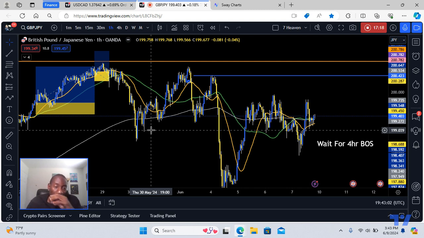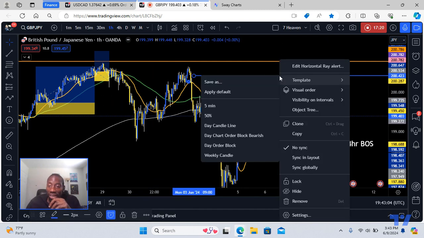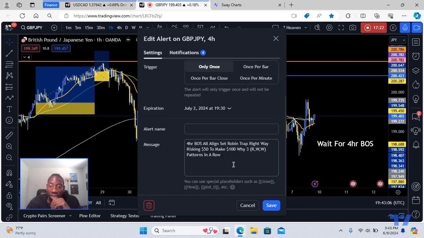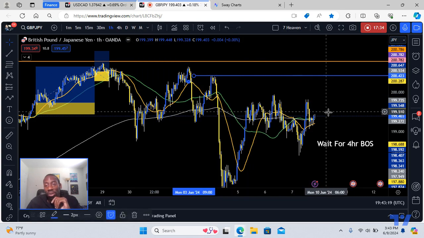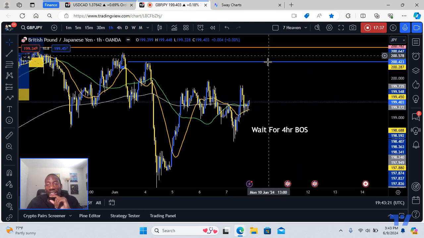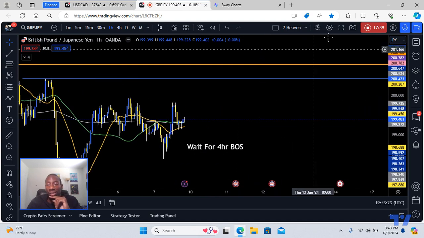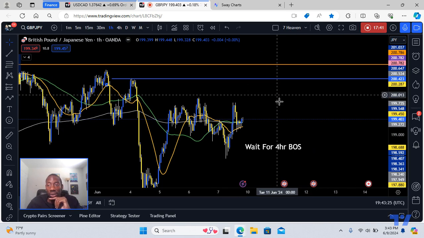And that being said, I'm risking $50 to make $100 on the next trade because I have 3 patterns of right way, wrong way, wrong way. And that's what I'm waiting for on this setup. So when I get this break of structure hit, I know exactly what to do.